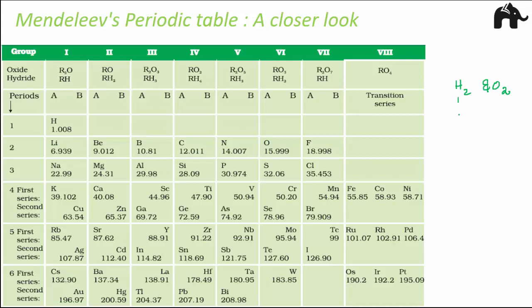Now when the elements reacted with hydrogen, what was formed? The hydrides. And when they reacted with oxygen, they formed oxides. Now different elements formed different types of hydrides. Some elements formed hydrides of the form RH, where R is an alkyl group. Some formed RH2, some formed RH3, RH4 and so on. Similarly with oxides, some of them formed R2O, some formed RO, some formed R2O3.